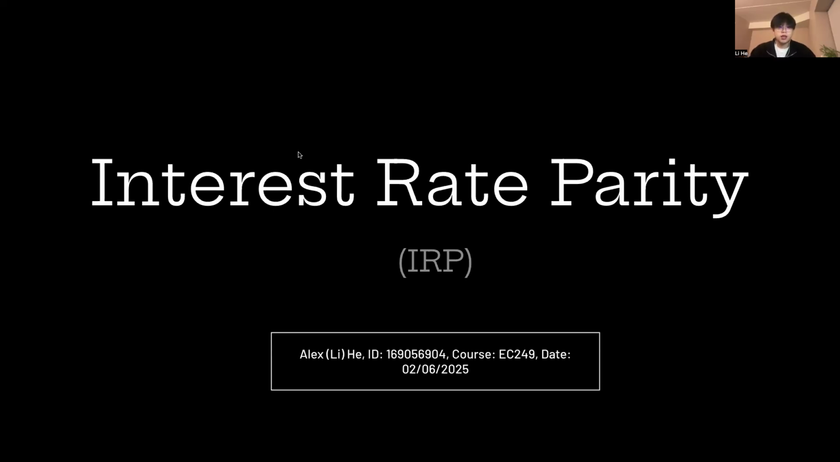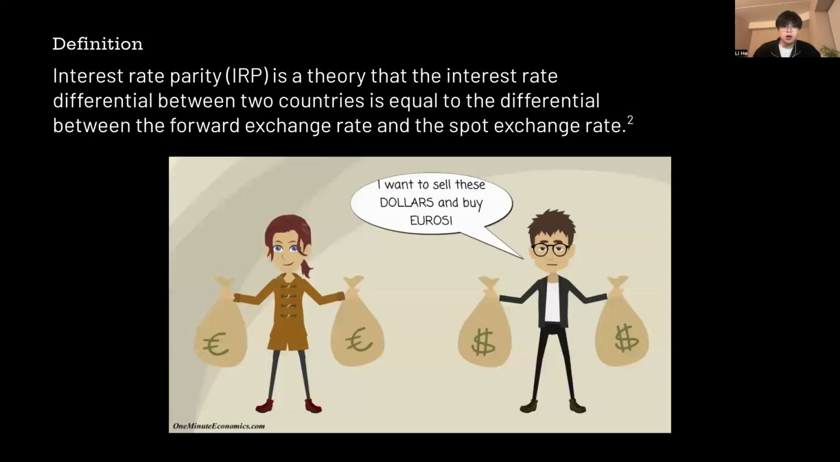Hi, today I'll be talking about a topic that is deeply rooted in the foreign exchange market and helps us better understand the concept of exchange rates. This theory is called the interest rate parity. For starters, what is the interest rate parity, you may ask?